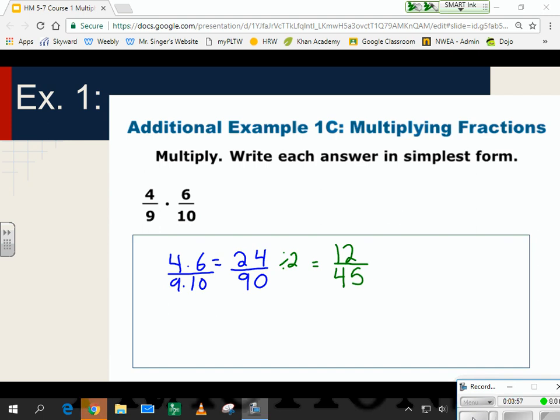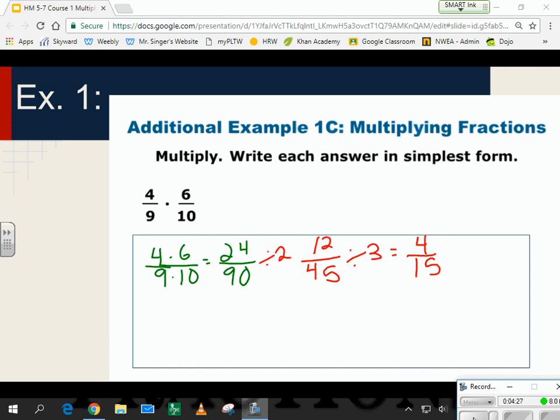You probably noticed, too, that 12 and 45 share a common factor, that factor being a 3. So we can actually simplify this even more. 3 goes into 12 4 times, and 3 goes into 45 15 times. So 4/15 would be your final answer. So if you wrote down 24/90, you would only get half credit. You need to simplify it all the way down to 4/15.